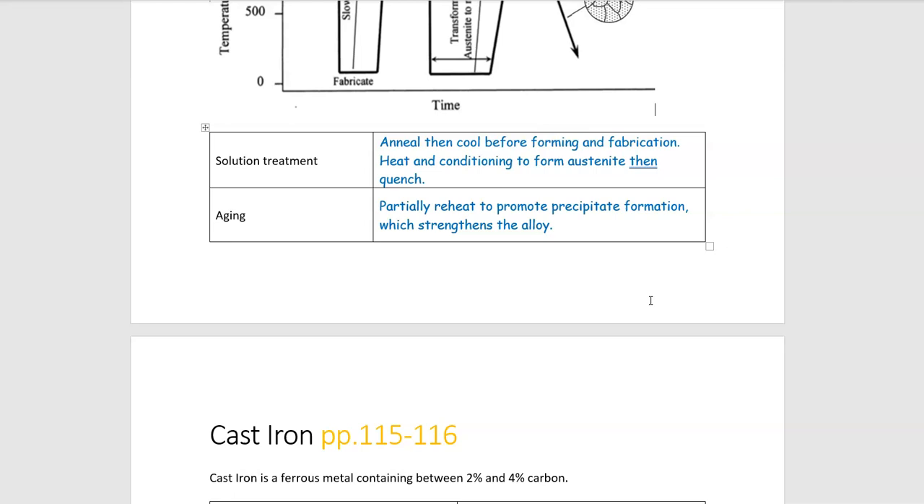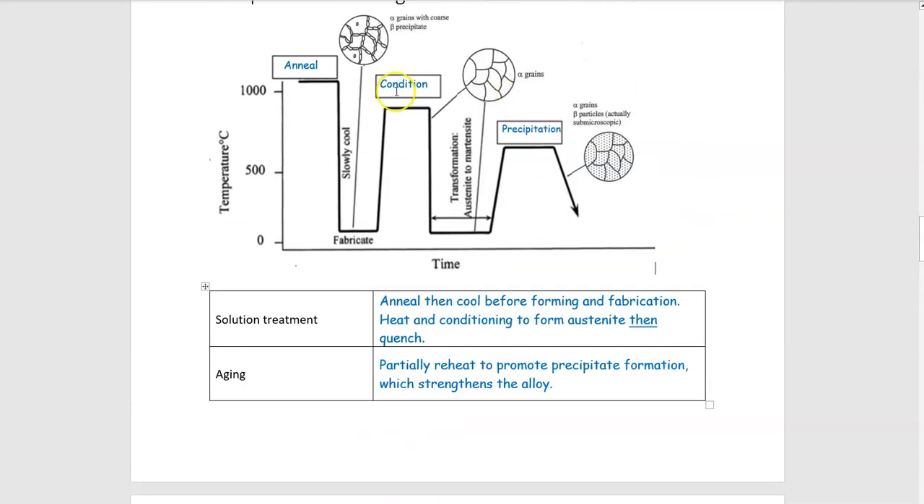Okay, so what are the two steps? We've got our solution treatment, which is this conditioning, where we anneal and then cool before forming and fabrication, heat and condition to form austenite, then quench. So we quench, then aging, we partially reheat to promote precipitation formation, which strengthens the alloy. And for year 11, that is plenty of information. We don't need any more than that.